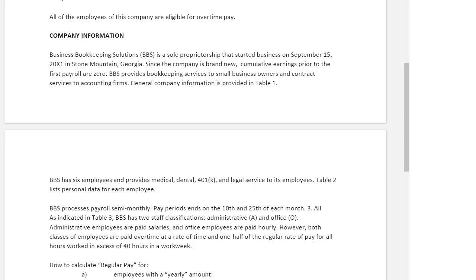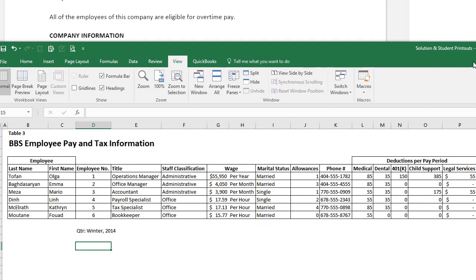So BBS processes payroll semi-monthly. If you forgot how often semi-monthly is, Google it. Pay periods end on the 10th and 25th of each month. Well, so much for Googling it. All as indicated in Table 3. Well, let's take a look at Table 3. Here's what Table 3 looks like.